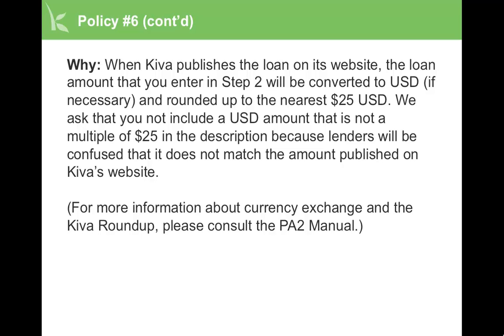We ask that you do not include a US dollar amount that is not a multiple of $25 in the description because lenders will be confused that it does not match the amount published on Kiva's website. For more information about currency exchange and the Kiva Roundup, please consult the PA2 manual.